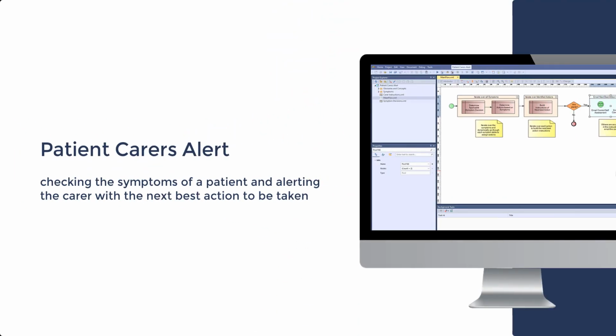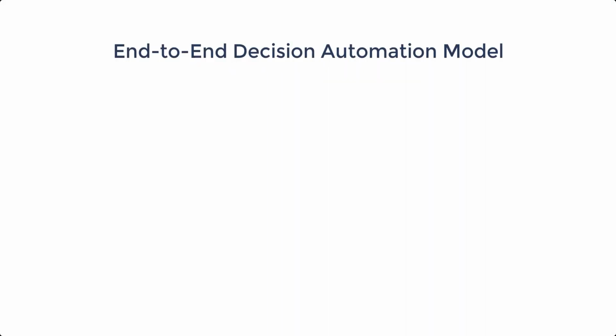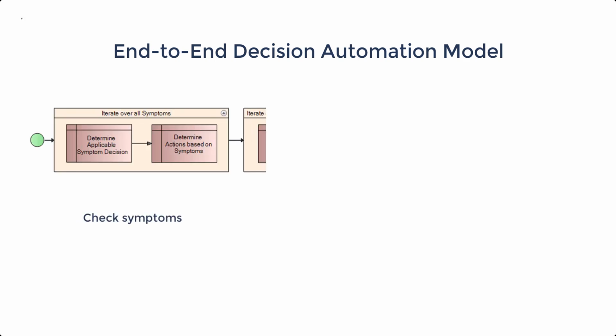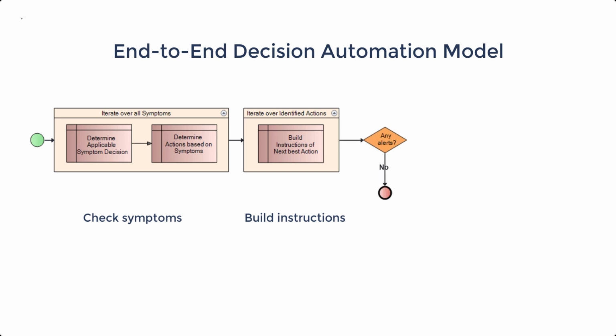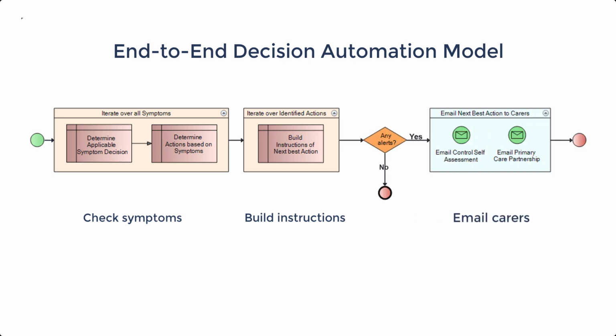Patient Carers Alert. Checking the symptoms of a patient and alert the carer with the next best action to be taken. These are the process steps in the end-to-end decision automation model. First, check symptoms. Then, build instructions. And finally, email carers.